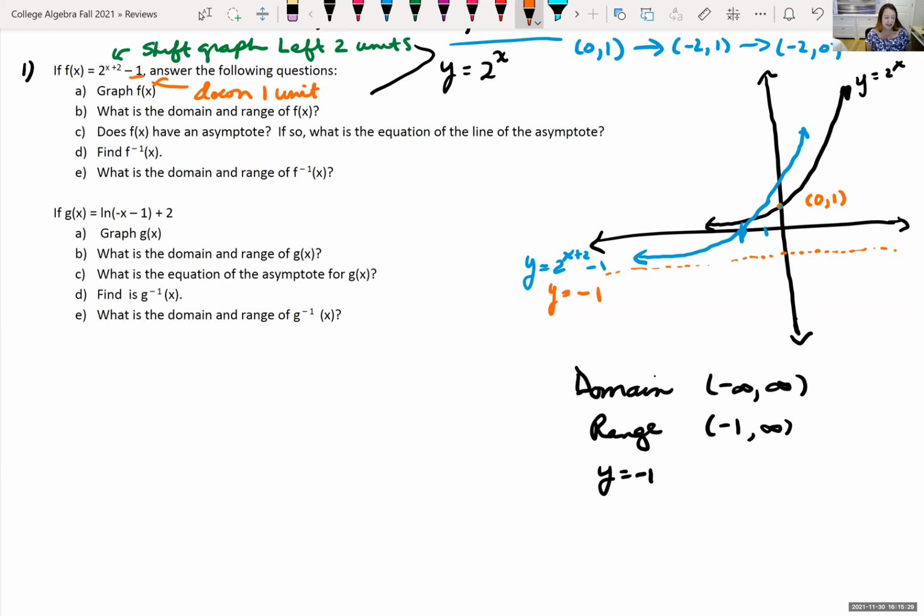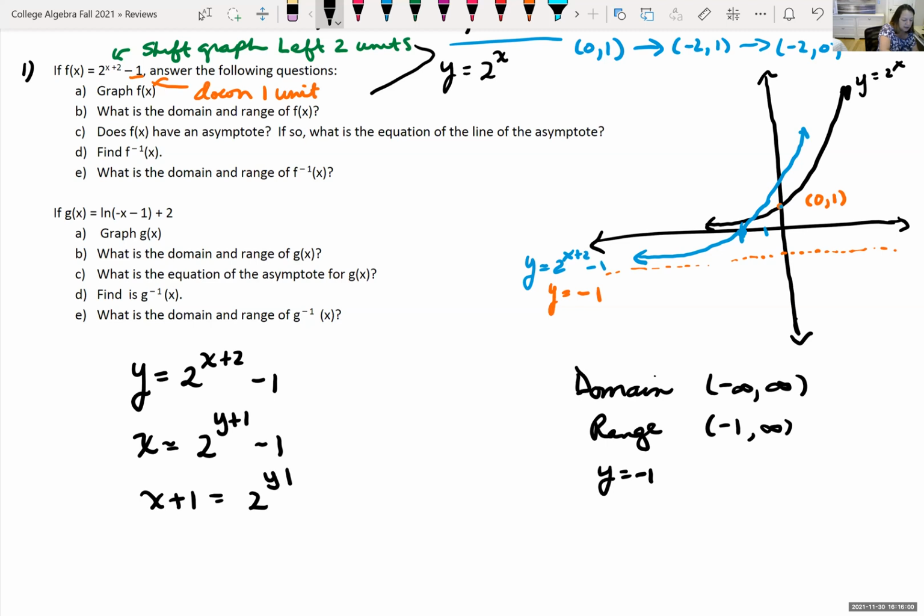Okay, so now we want to find the inverse function. Recall when we find the inverse function, we swap our x and our y values from our function. So we have our function y is equal to 2 raised to the x plus 2 power minus 1. Let's swap our x and y values, and then we're going to solve for y. So we have x is equal to 2 to the y plus 2, minus 1. So let's isolate our exponential piece so we can add 1 to both sides. So we have x plus 1 is equal to 2 to the y plus 2.